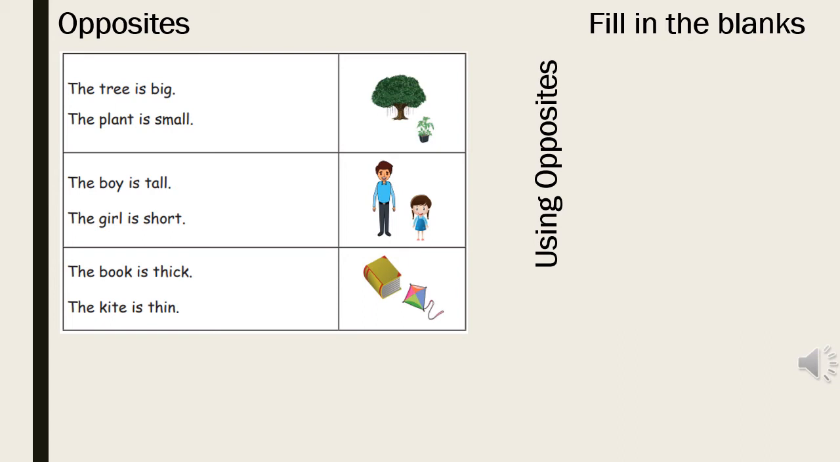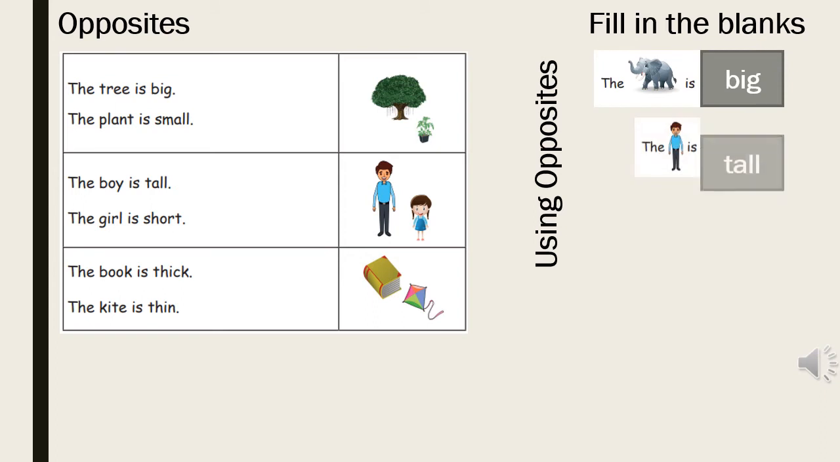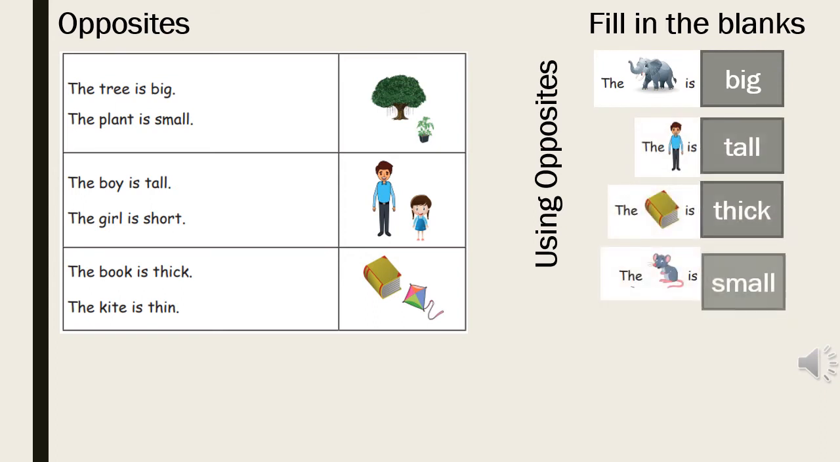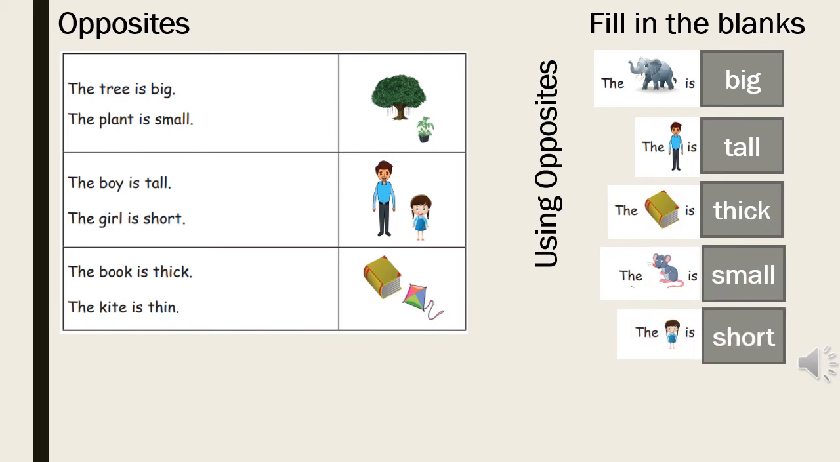At the same time, we have some fill in the blanks using the same opposites. The elephant is big, the boy is tall, the book is thick, the rat is small, the girl is short, the kite is thin. So once the child learns all this, you can ask what is the opposite of big. The child can say the answer. What is the opposite of tall? What is the opposite of thick?